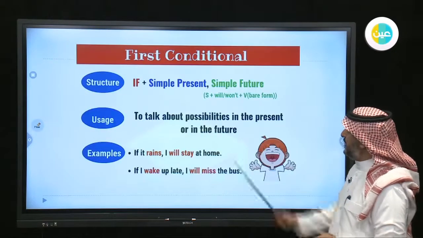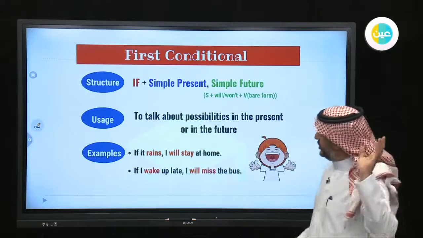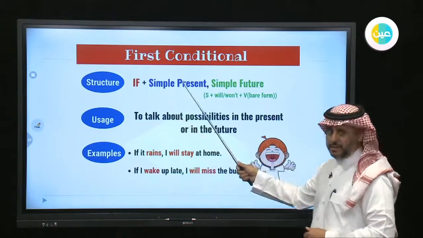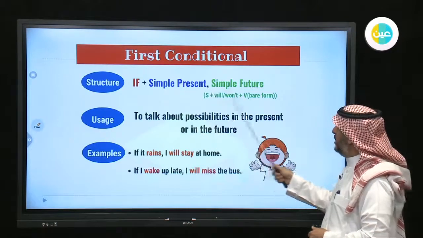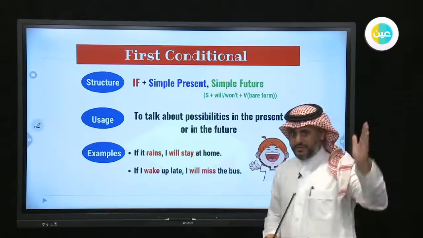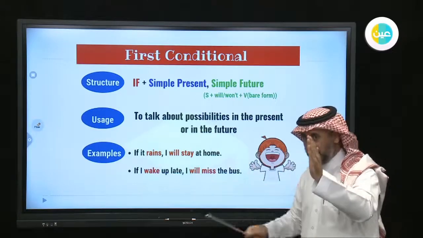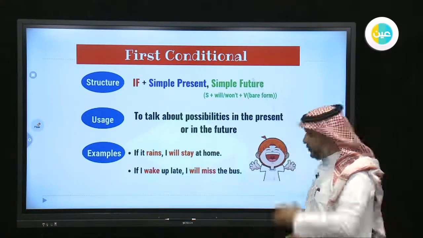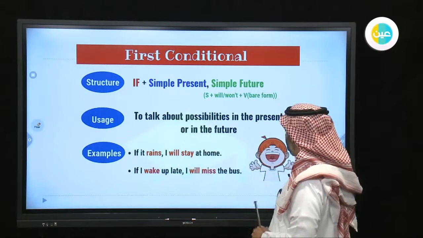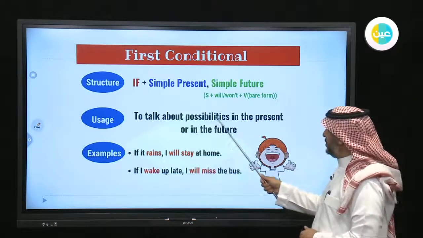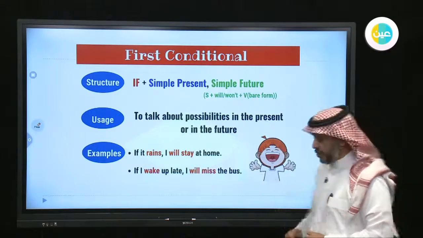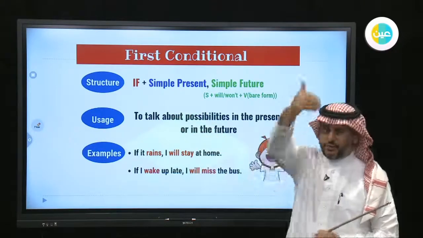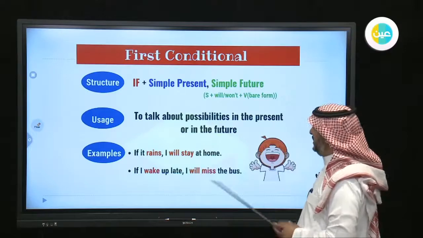Next, first conditional. We focused on the zero conditional, first conditional now. Structure: if plus simple present, comma, simple future, using will or will not plus the infinitive verb. It is used to talk about possibilities in the present or in the future.